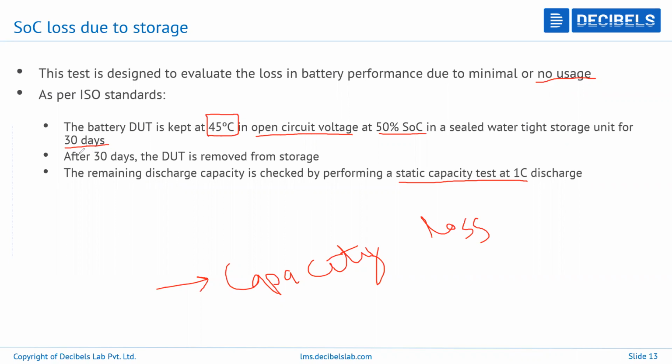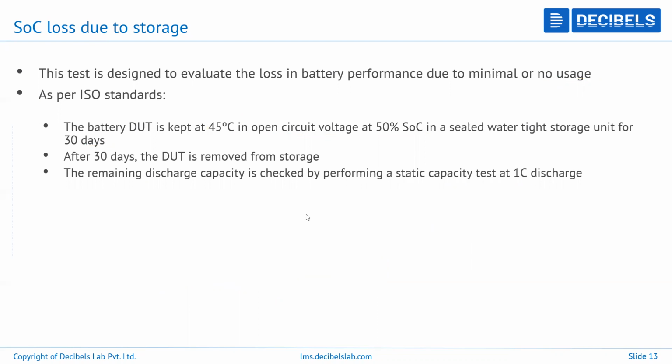The same thing can be repeated for a storage period of 3 months, 6 months, 12 months, and even up to 48 months. After that, it can be estimated how much of the performance and capacity has been lost completely. It can also be tested at different temperatures, so we will be able to understand the amount of capacity being lost. So this is with respect to loss due to storage.